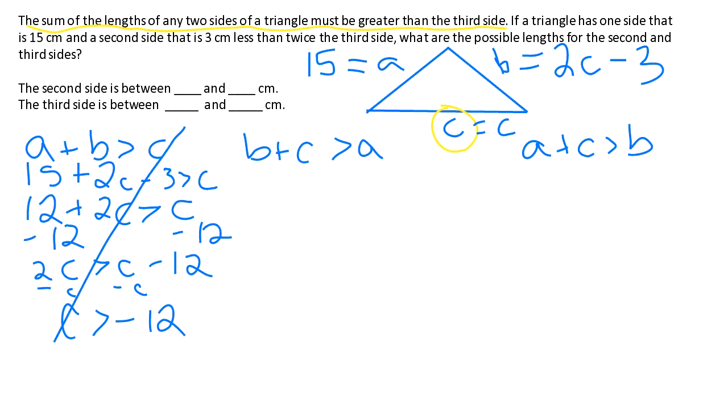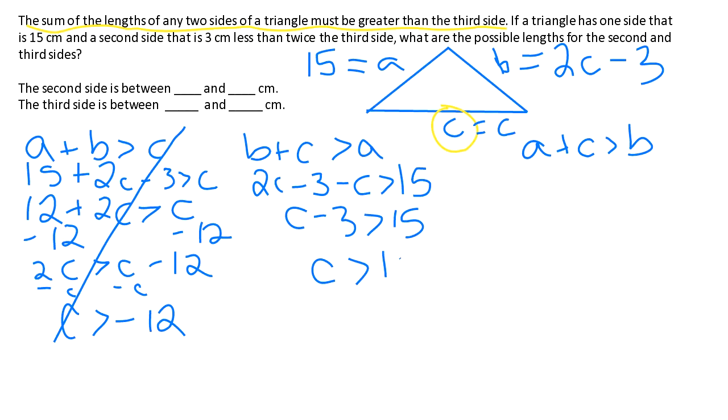So B is 2C minus 3 minus C greater than 15. All right, and so simplifying 2C minus 1C is 1C. Add 3 to both sides. C is greater than 18. Is that right? No, I should get less than. Hang on, what did I do? Plus C. Oh, this is plus C. Duh. 2C plus C is 3C. Sorry, so 3C is greater than 18. There we go. Divide by 3, C is greater than 6.